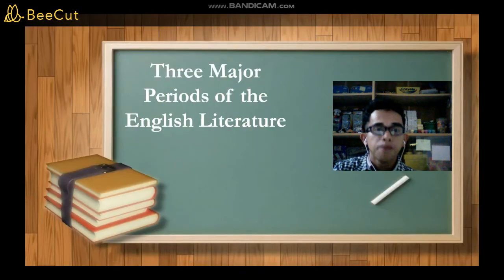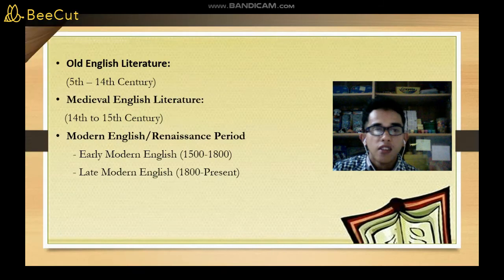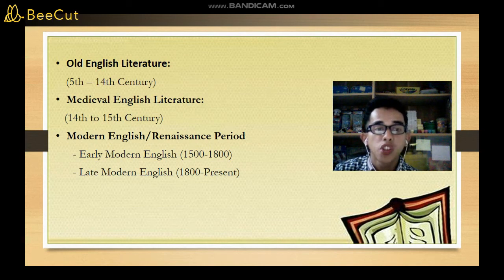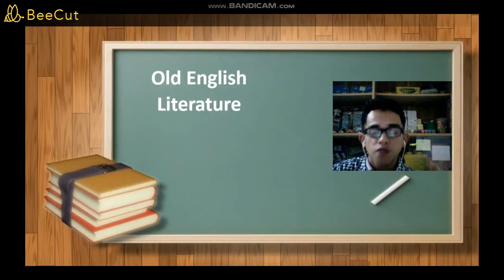Next, there are the three major periods of English literature. So what are those? Let's dive in so that we may learn them. We have the Old English literature, the medieval English literature, and modern English or the Renaissance period. Under this, the early modern English and the late modern English. Let's first talk about the Old English literature.